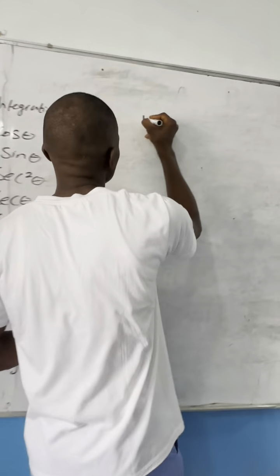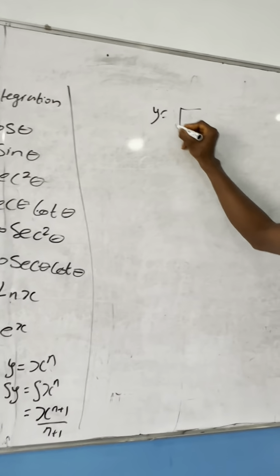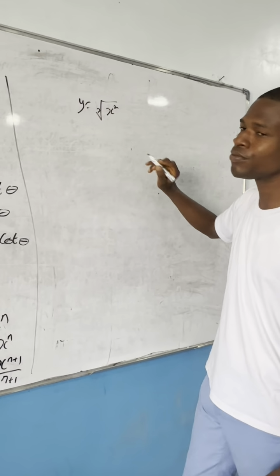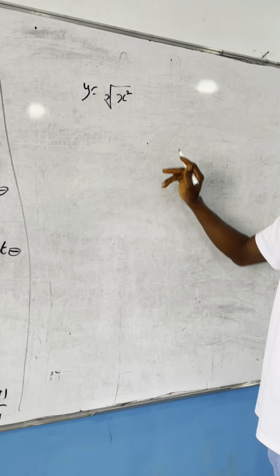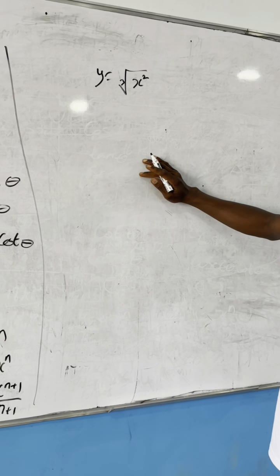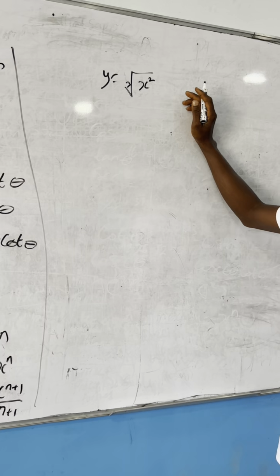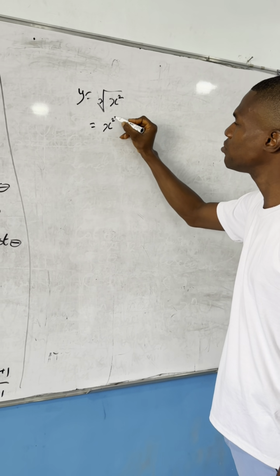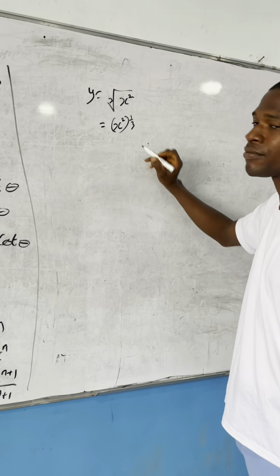Let's see something like that. If you're integrating y equals to something of this nature, x is square 2 cube root. If you are differentiating this, you have to take it back to indices. How do you take it? It's going to be something of this nature: x squared, bracket, 1 over 3.